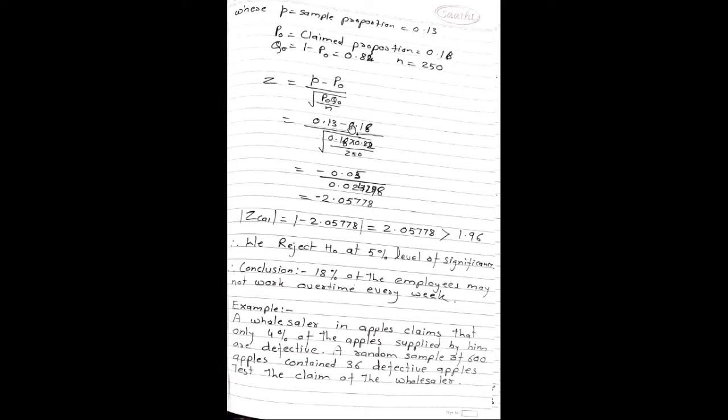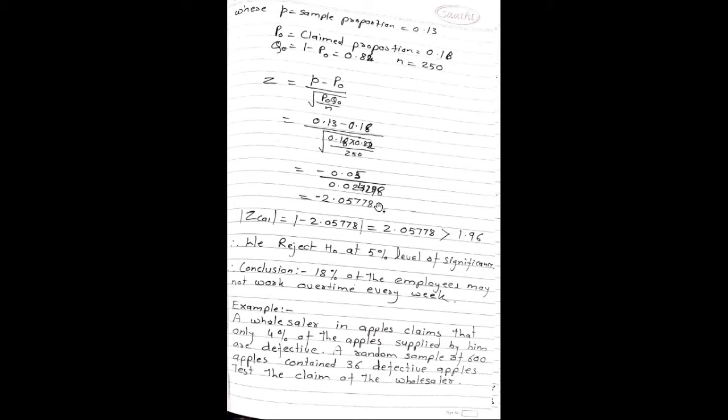0.13 minus 0.18 divided by square root of 0.18 into 0.82 divided by 250, which can be written as minus 0.05 divided by 0.024298. So after calculations, the Z value can be written as minus 2.05778.